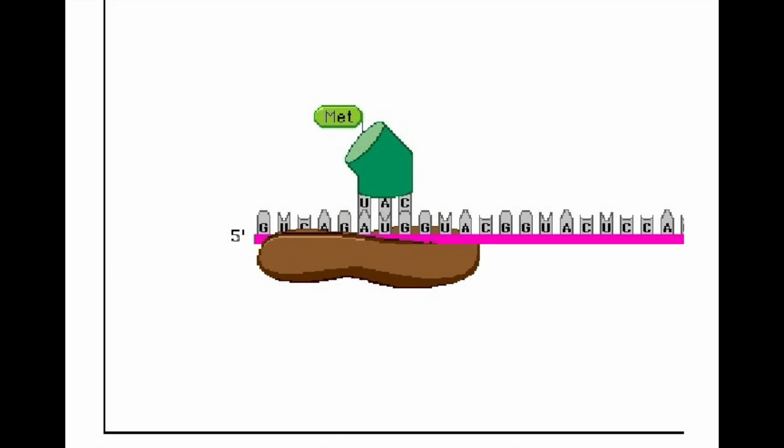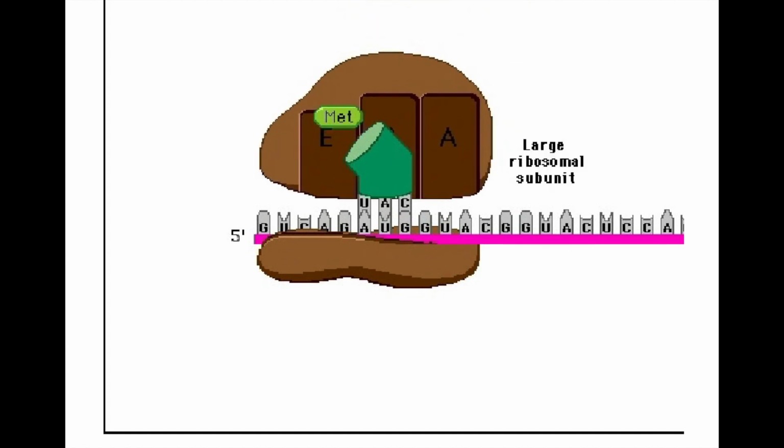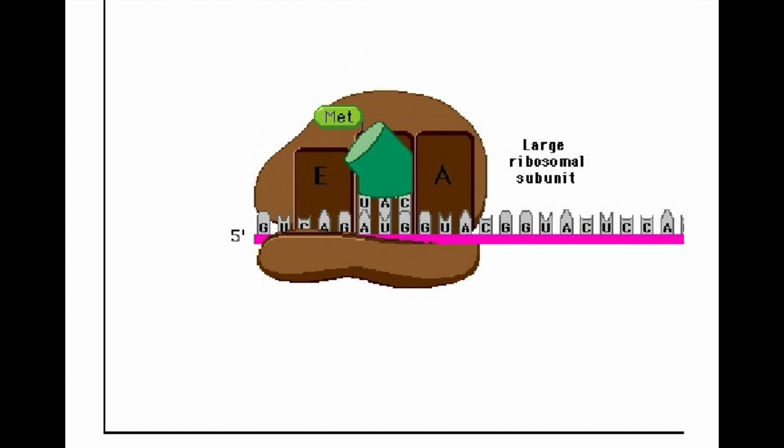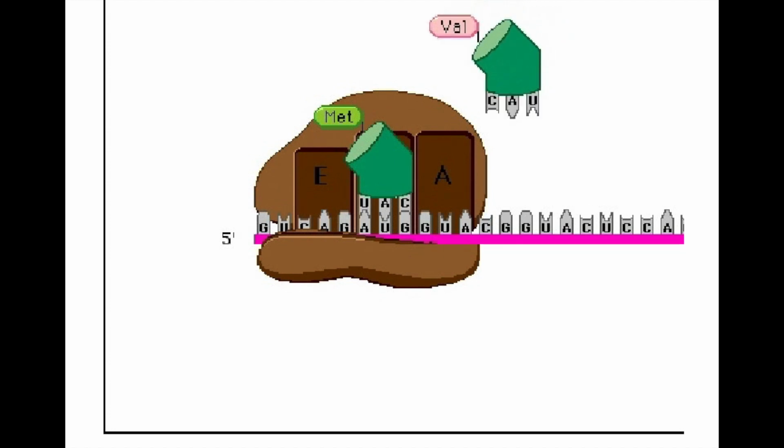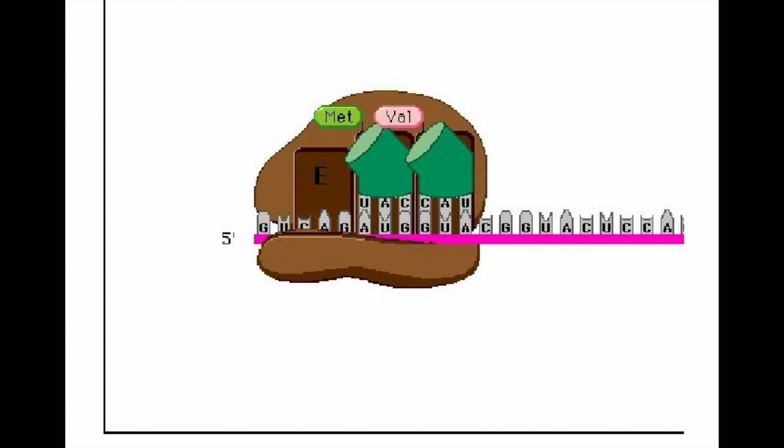Proteins called initiation factors help bring the mRNA, the initiator tRNA, and the small ribosomal subunit together with the large ribosomal subunit to form an initiation complex. The initiator tRNA sits on the P site on the ribosome. Elongation of the polypeptide now occurs, with amino acids being added one by one. The codon in the A site of the ribosome pairs with the anticodon of the appropriate tRNA molecule.